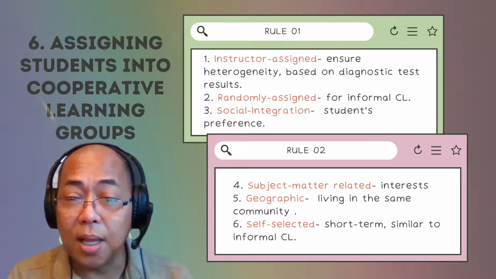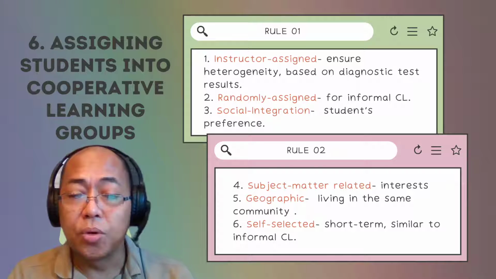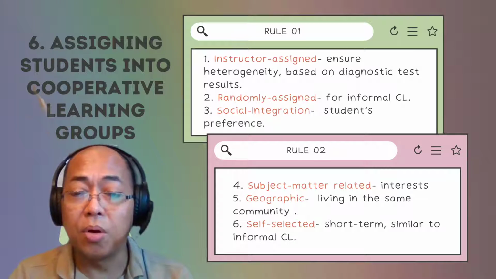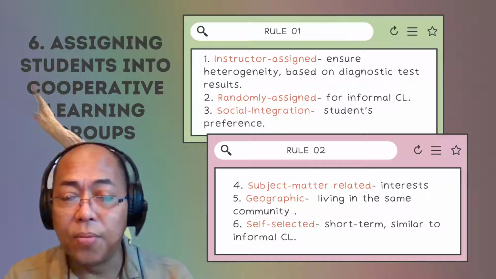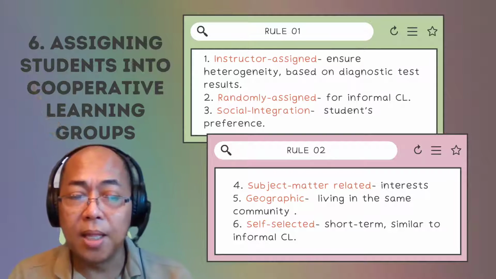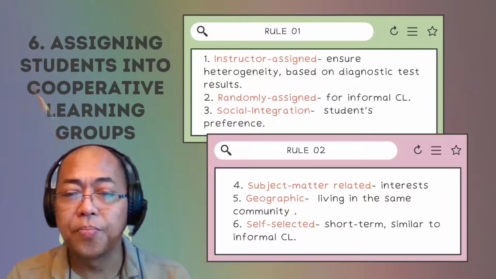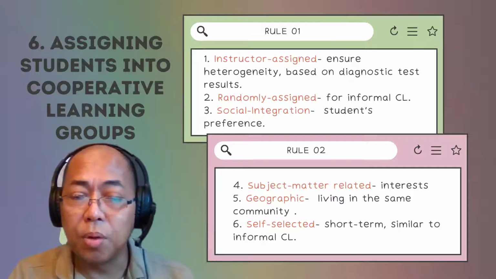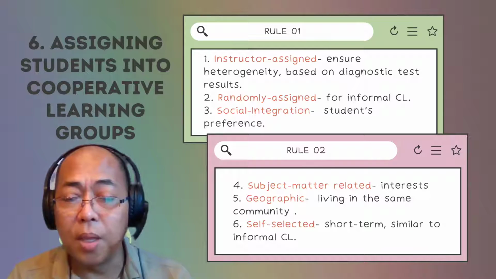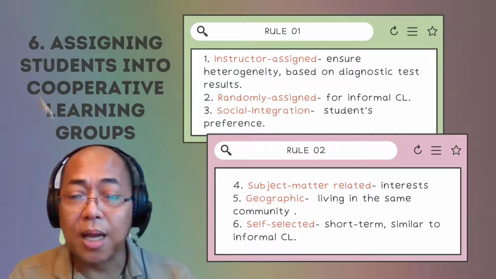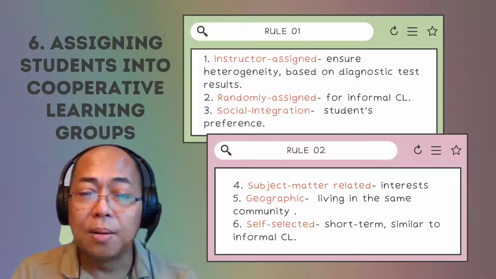So that's geographic assignment or groupings. Students are grouped based on the community where they live. And finally, the self-selected groups. In this grouping, the instructor simply asks the students to group themselves.